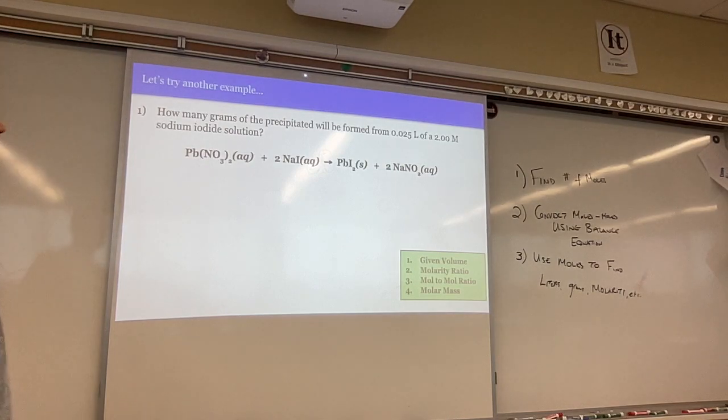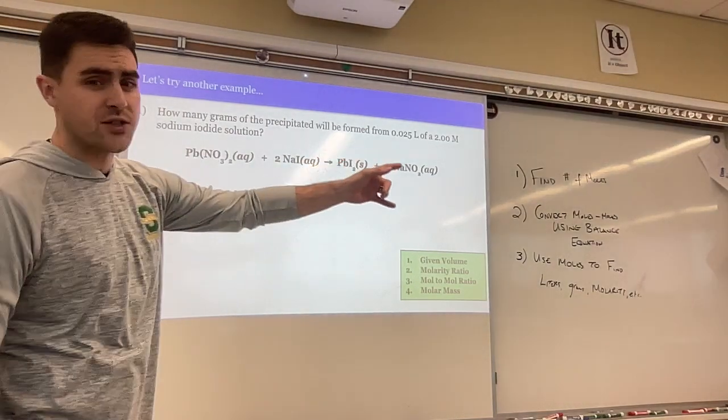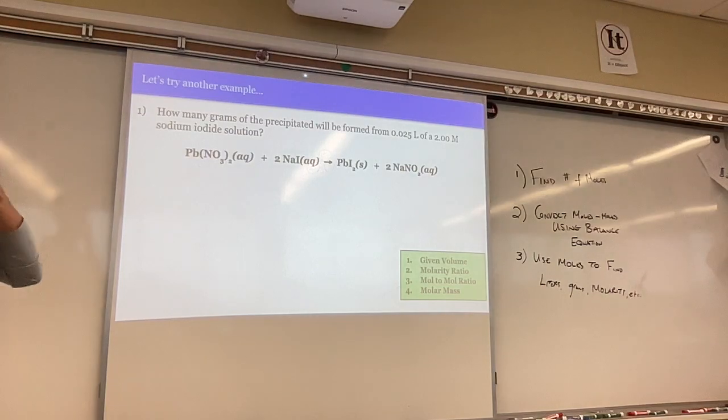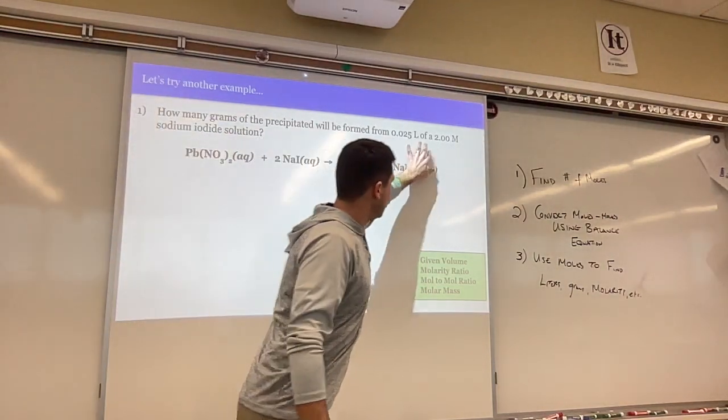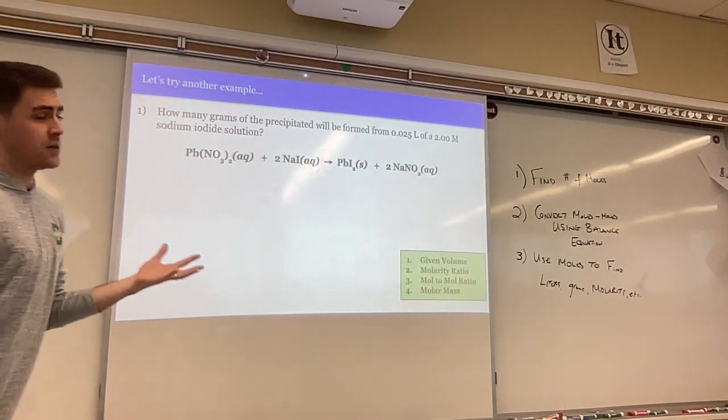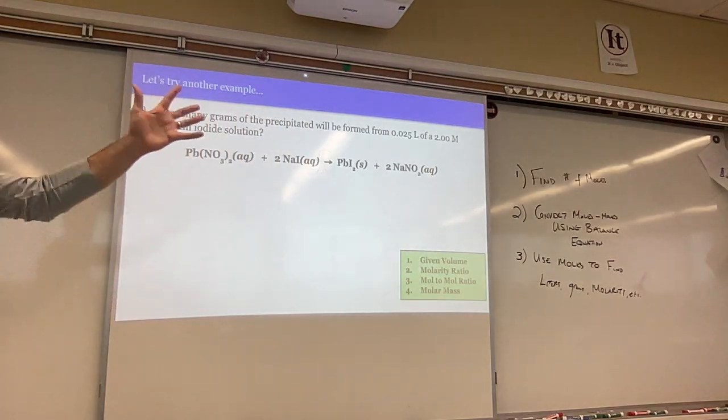This one says how many grams of precipitate. So we're different, right? We're not starting in grams. We're actually starting with a solution. We have a solution of liters and moles, or concentration, liters. So we're starting differently, but step 1 is still the same.